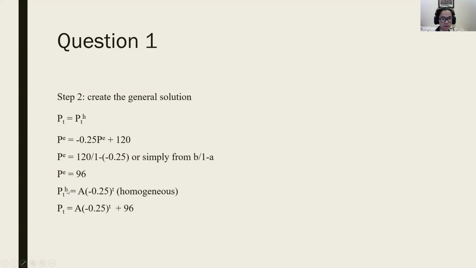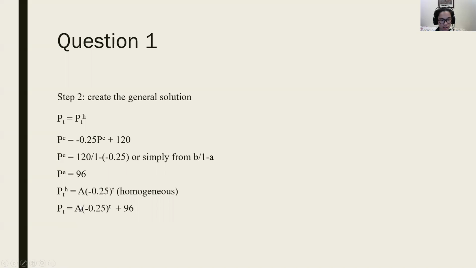Now, calculating the pth, the homogeneous equation, we know that from this equation, when it's a homogeneous equation, we can directly convert into A, or basically any constant variable. I put A times negative 0.25 to the power of t here. You see, as I mentioned here, homogeneous. Now, equating back to the original equation here, we have pt is equal to pt, the homogeneous equation here, which is this. And then I should plus pe here, but forgot. So here we add 96 from pe. So we have pt is equal to A times negative 0.25 to the power of t plus 96.